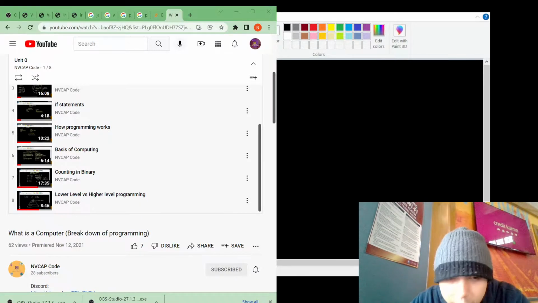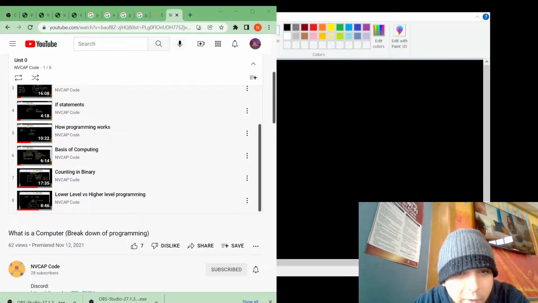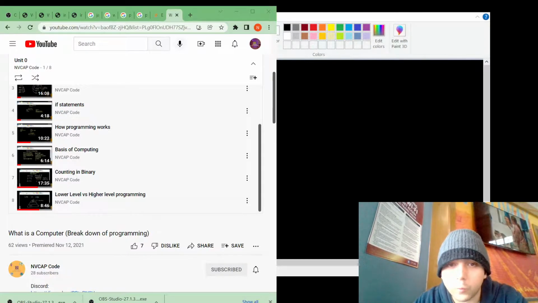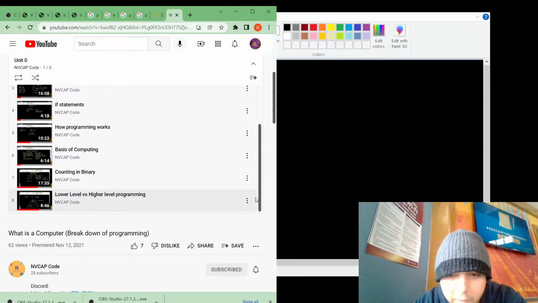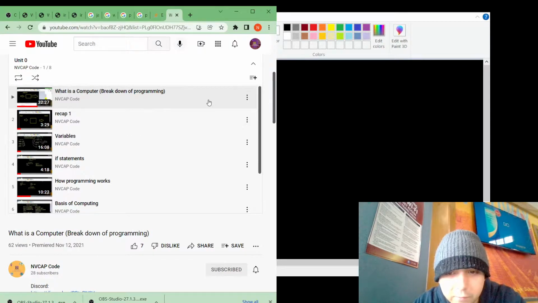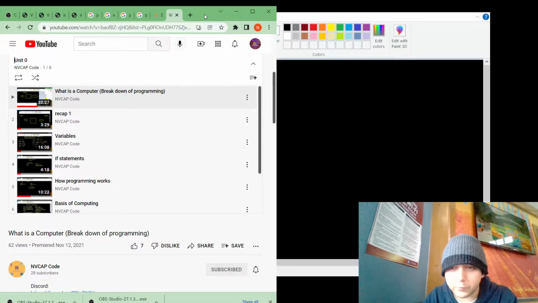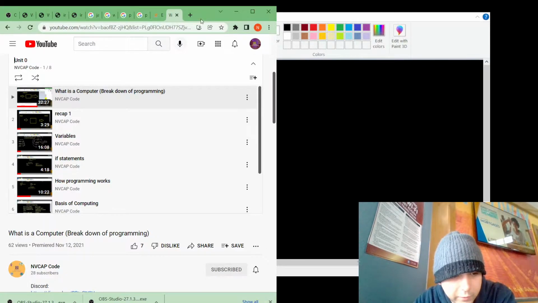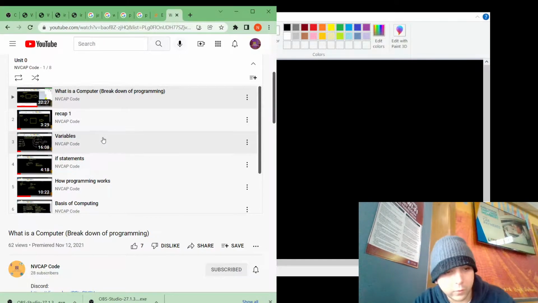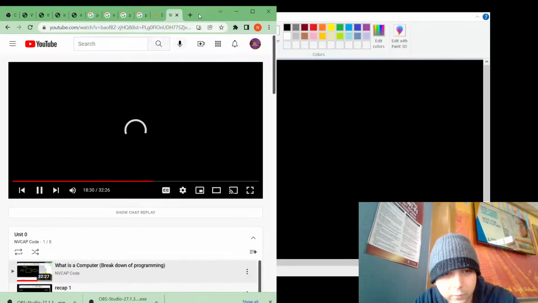Okay, so this is NVCAP Code. Let's do a recap on Unit 0. So in this unit, we talked about what a computer is. It has an input, it computes something, and then has an output. That's pretty much what a computer is. And we saw how code works in general.